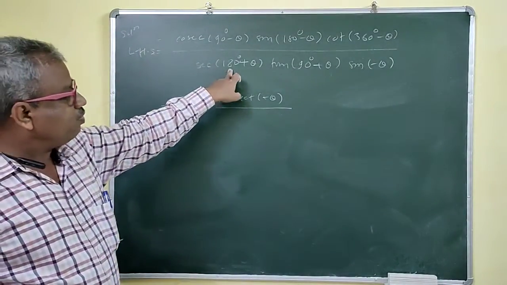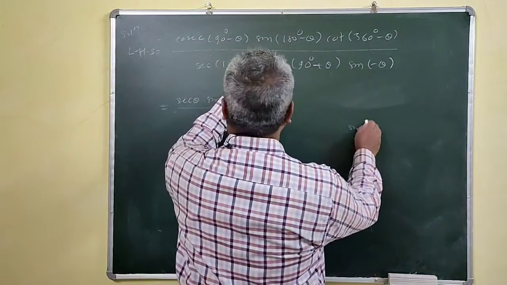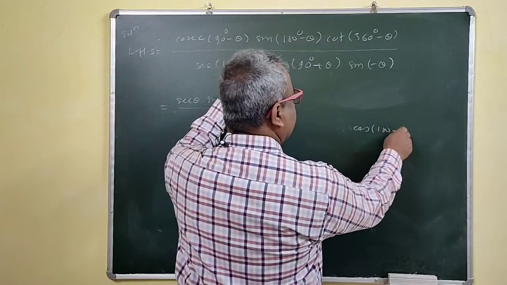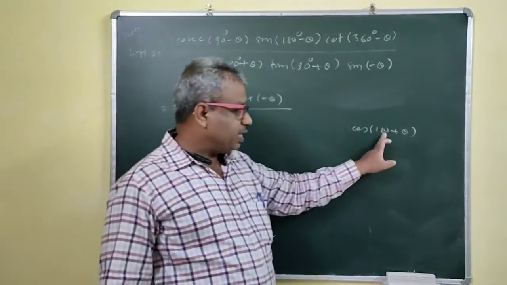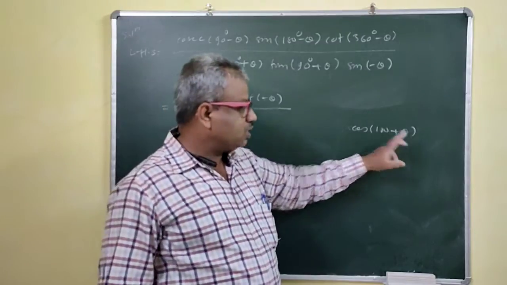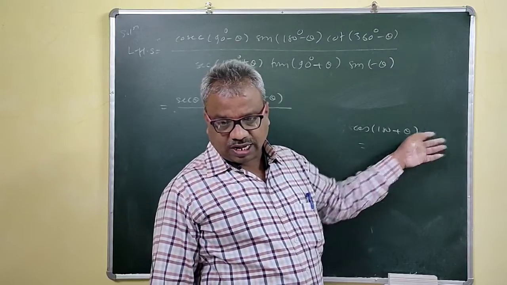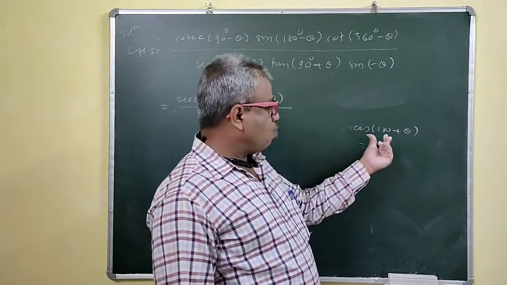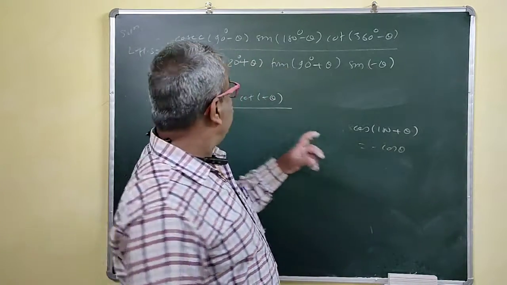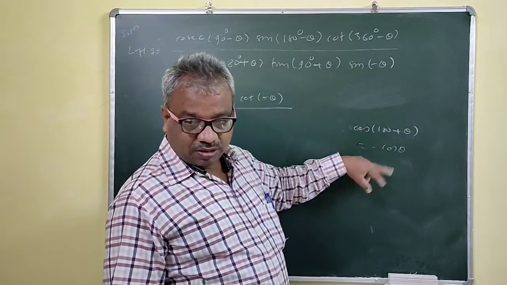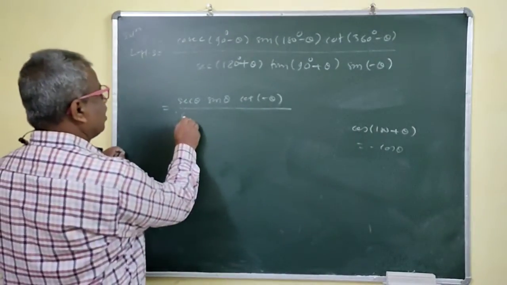Again, sec 180 plus theta. Sec means cos, so we take cos of 180 degree plus theta, and then take the reciprocal of this one. Cos 180 is minus 1 and cos theta; in the second term, minus sin 180 degree, but sin 180 degree is 0. So the second term will be 0, only the first term is there. Cos 180 degree is minus 1, so minus cos theta. Now you have sec 180 plus theta: take the reciprocal of minus cos theta, which is minus sec theta. We'll write in bracket minus sec theta.